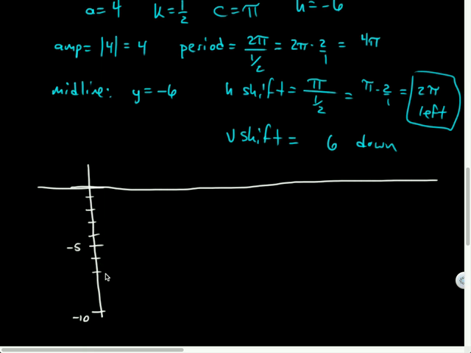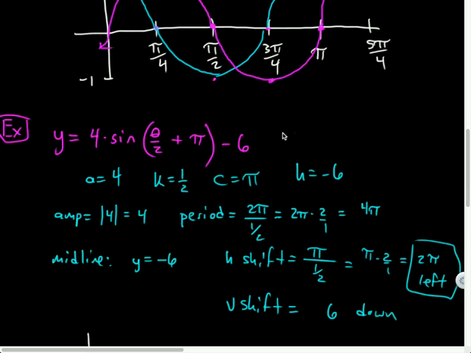How do you know that the vertical shift is 6 down? Because H was -6. It's just the opposite, since it's on the outside of the parentheses. So it's the direction you'd suspect.